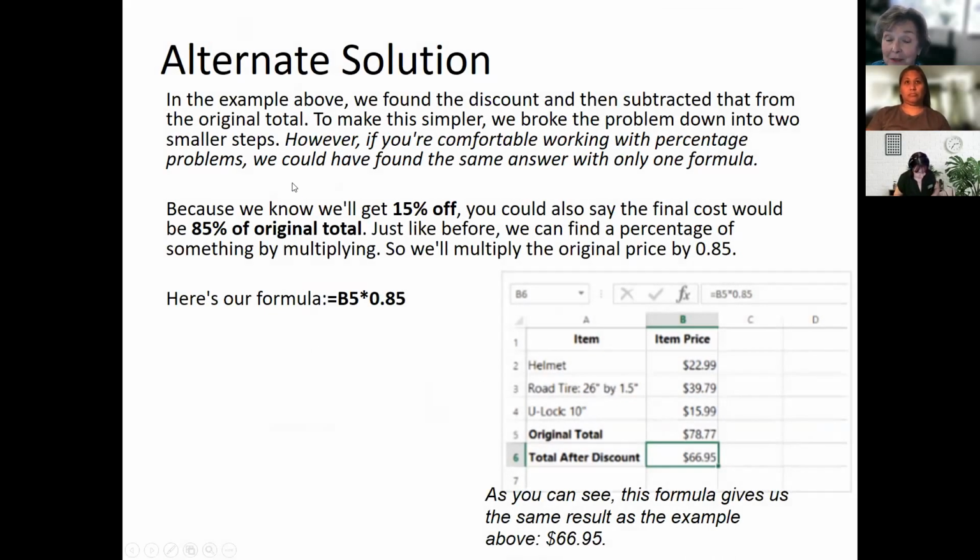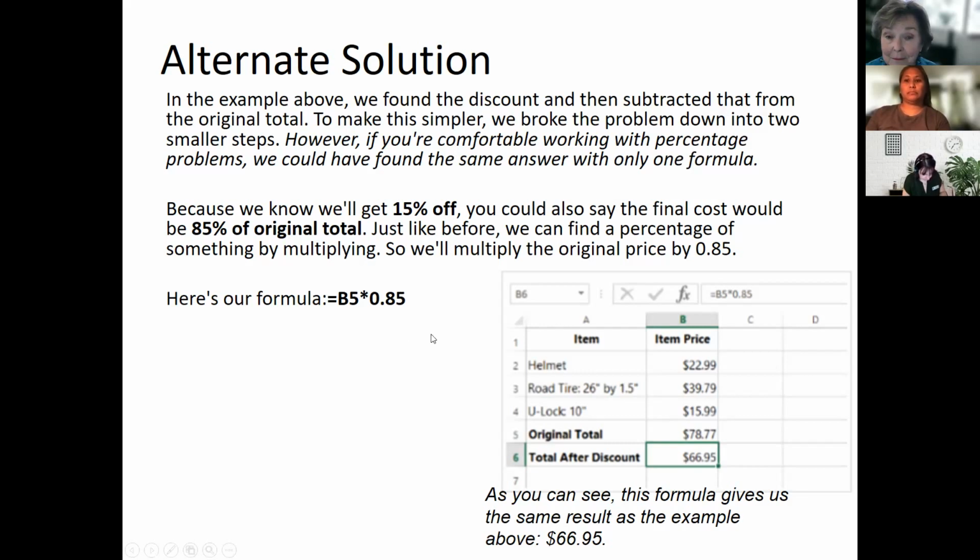There's an alternative solution though, and this is something that you learn in your calculator course as well. If you work better with percentages than decimals, you could have just subtracted 15% from 100 and you get 85% of the original total. So if you multiply this times 85%, you're going to get the discounted total of $66.95. So that's the fast way to do it.